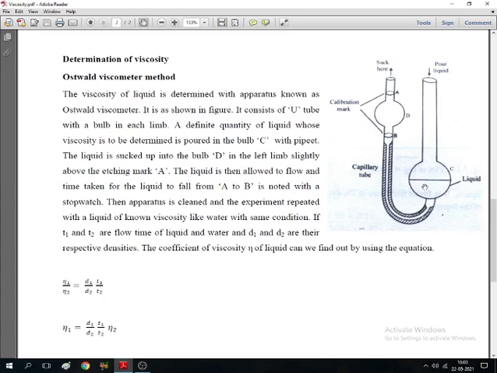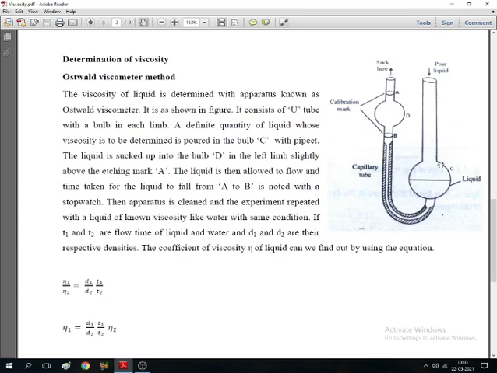Now after that, wash that U tube with the help of liquid 2, and also arrange it with liquid 2. Liquid 2 च्या सहाय्याने त्याला arrange करा. Then the apparatus is cleaned and the experiment is repeated with a liquid of known viscosity like water, under the same conditions.